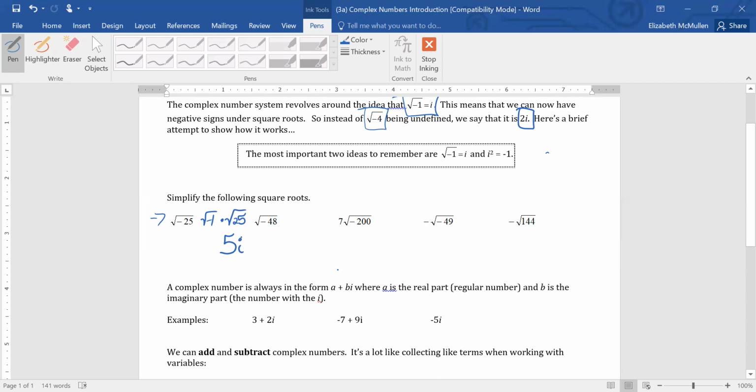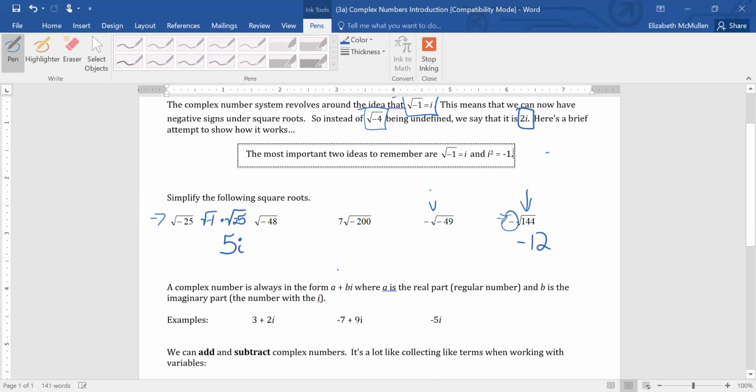Looking at this one, it's trying to trick us. You see the negative sign on the outside? What's the square root of 144? 12. And then we make it negative. Watch for them to trick you.